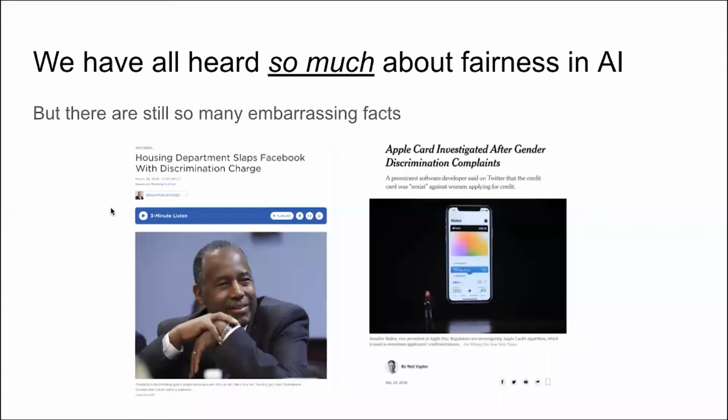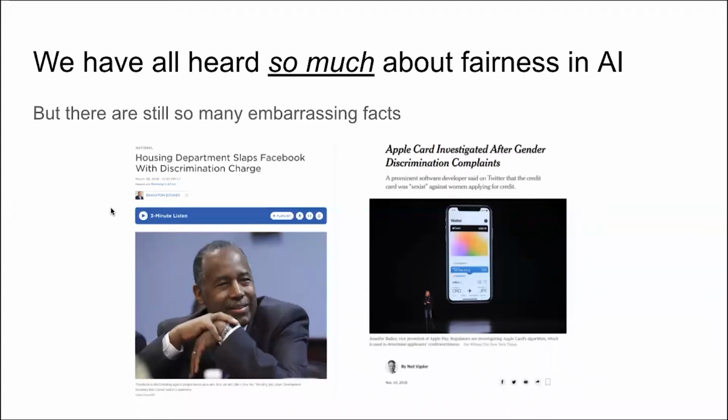More recently, the Apple Card was investigated and publicly accused of gender discrimination after a computer programmer, a fairly famous one, noticed that he and his wife were treated quite differently when they applied for Apple Cards, right? So presumably their financials were quite similar, but he noticed that his wife got a much worse offer than he did.